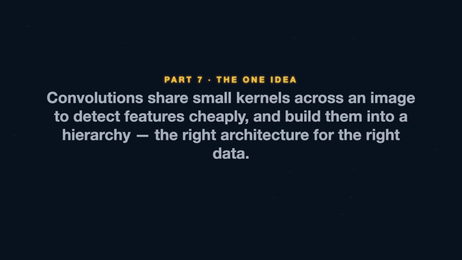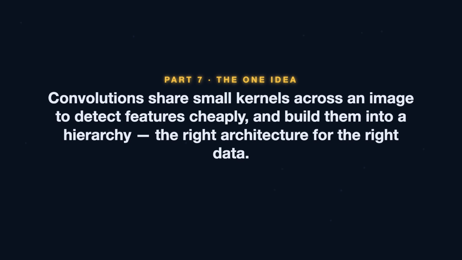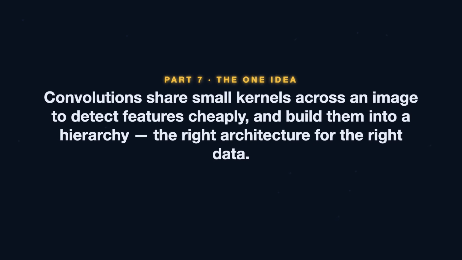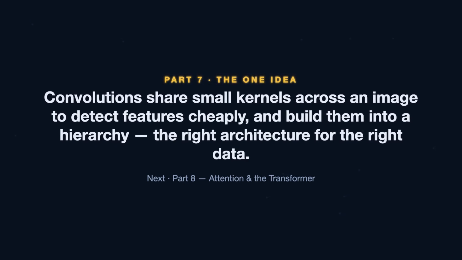So part 7 in one line. Convolutions share small kernels across an image to detect features cheaply and build them into a hierarchy. The right architecture for the right data. Next, the finale, the architecture behind every large language model, part 8, attention and the transformer.